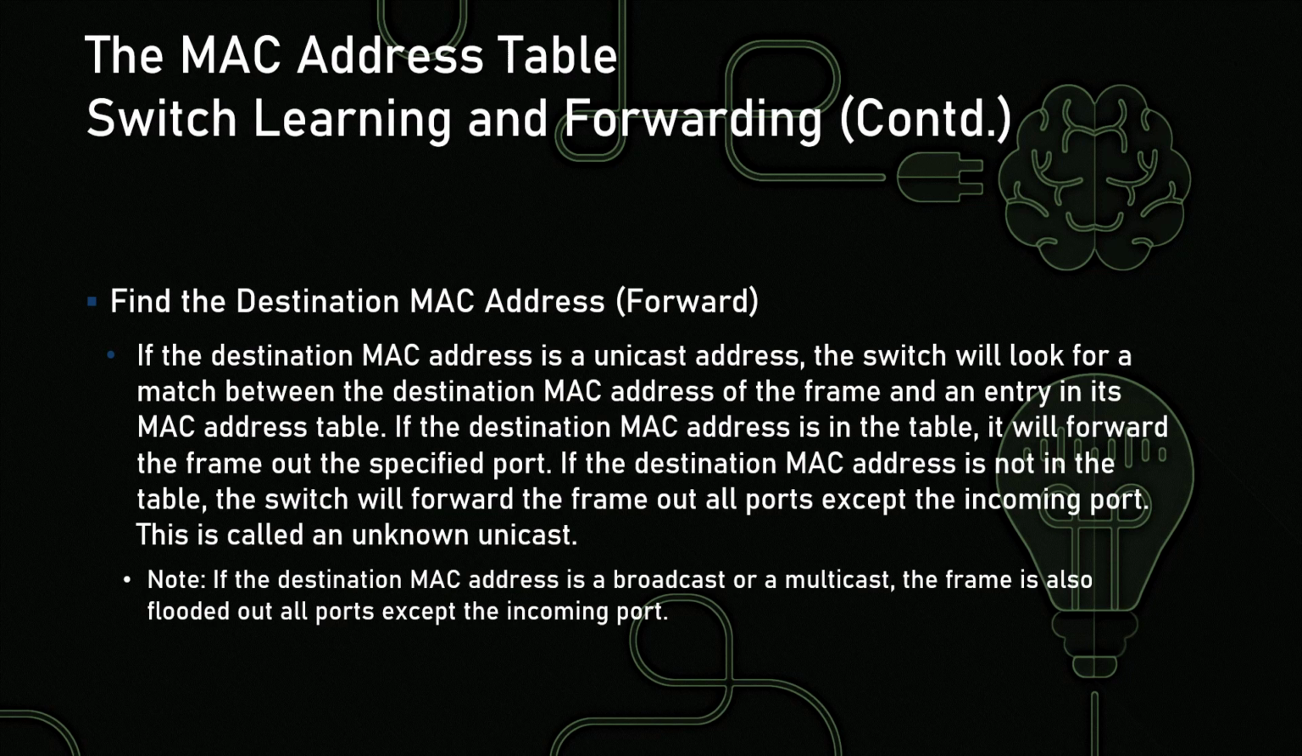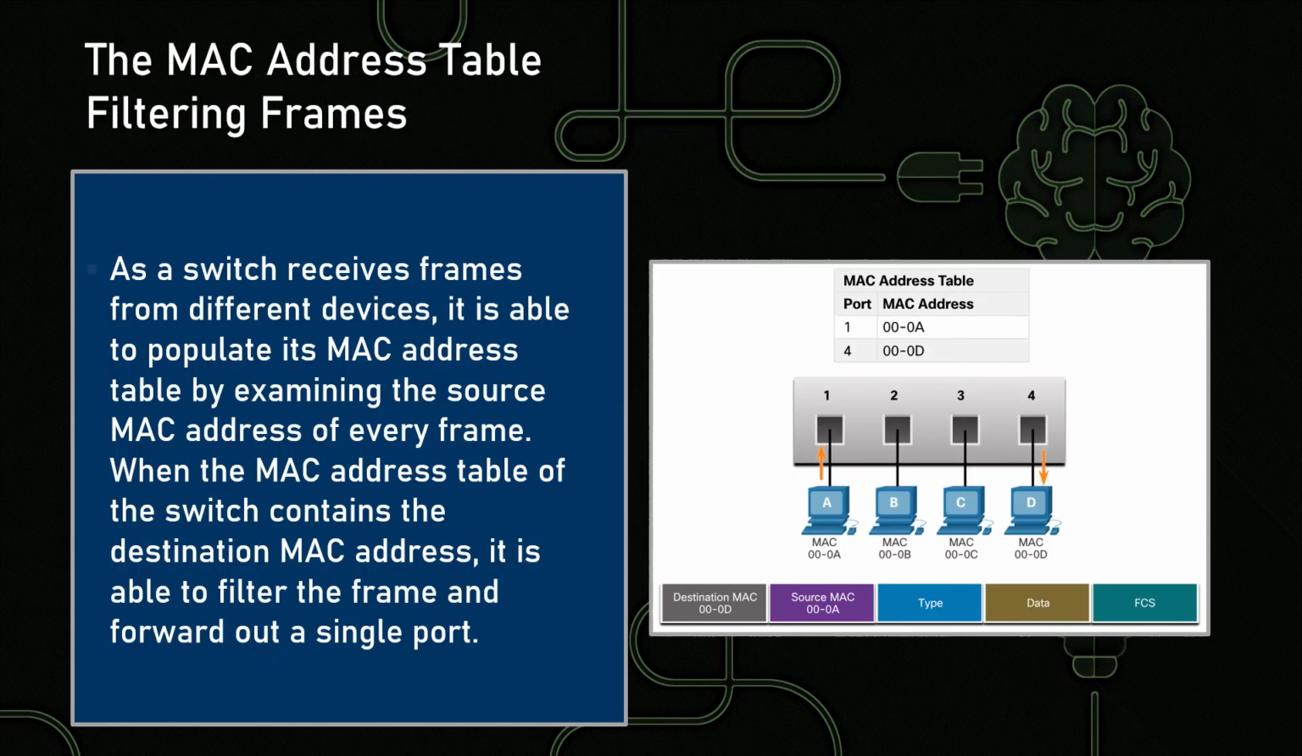Now, if the destination MAC is a broadcast or multicast, we do the same flooding. It's just not going to try and find the entry first. As the switch receives frames from different devices, it can populate its MAC address table by examining the source address of every frame. And when the MAC address table contains the destination, it can then filter out the frame and forward it to a single port. It eliminates the need for broadcasting.